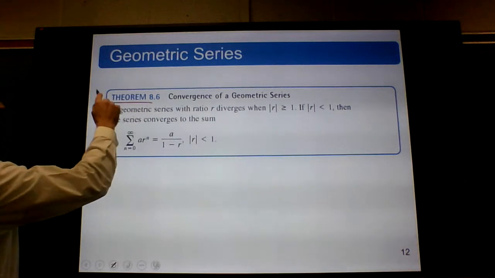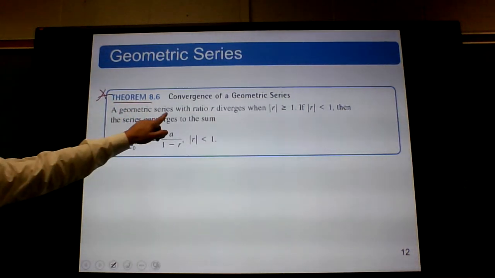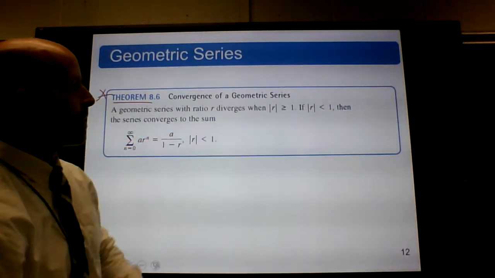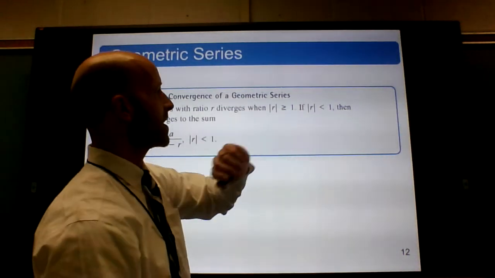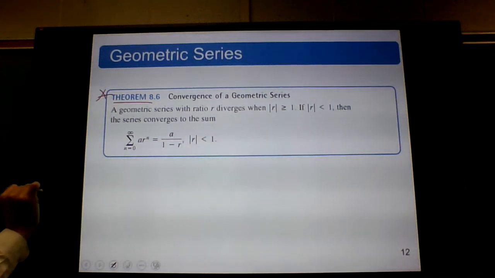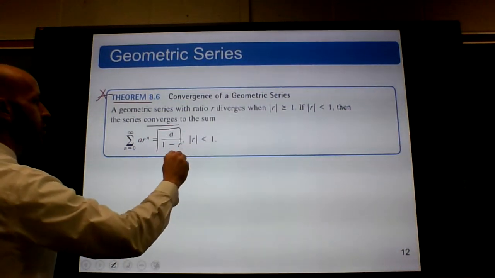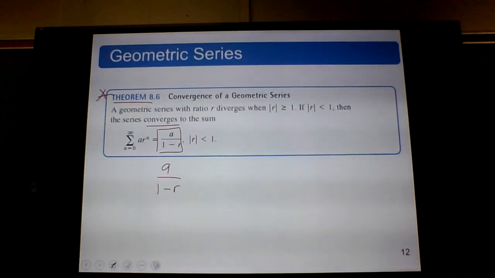And here's a theorem. This is important. The convergence of a geometric series. A geometric series with ratio r diverges if the absolute value of that common ratio is greater than or equal to 1. If its absolute value is strictly less than 1, then it converges. And it converges to a over 1 minus r.